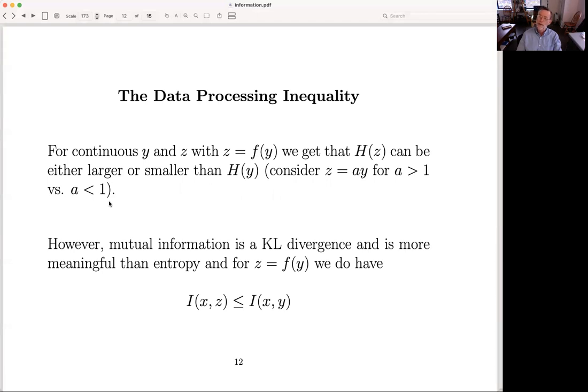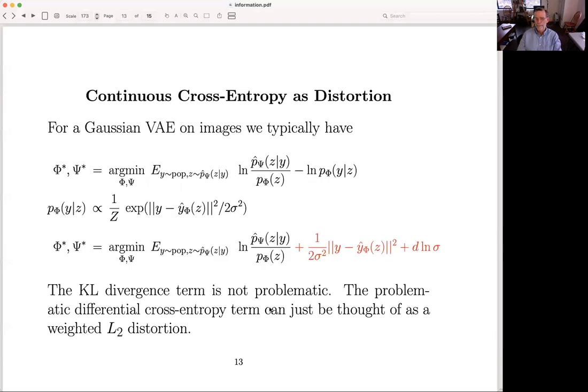However, it does hold in a mutual information form. If I've got a function z of y, and I look at the mutual information, how much does y know about x, or how much does z know about x? If z is a function of y, then the amount z knows about x can't be any larger than the amount that y knows about x. The mutual information with x has to go down, can't be any larger. So there's a differential form of the data processing inequality.